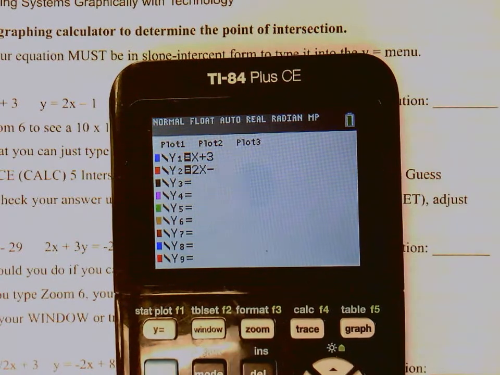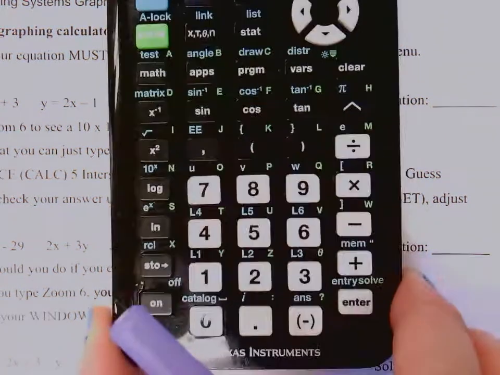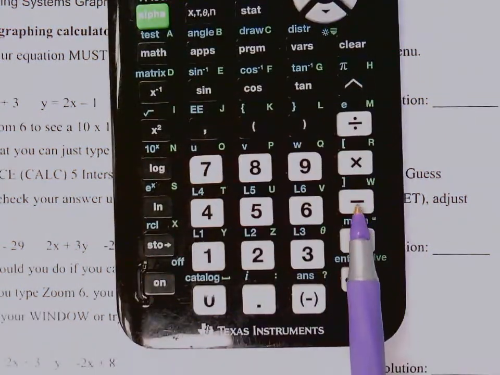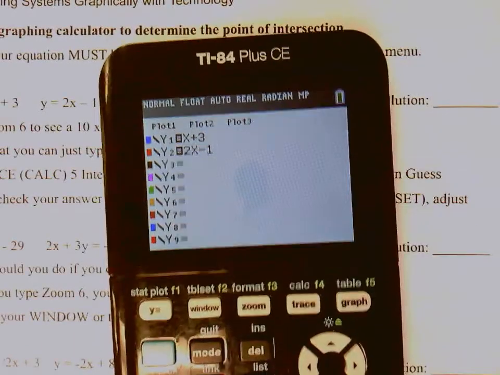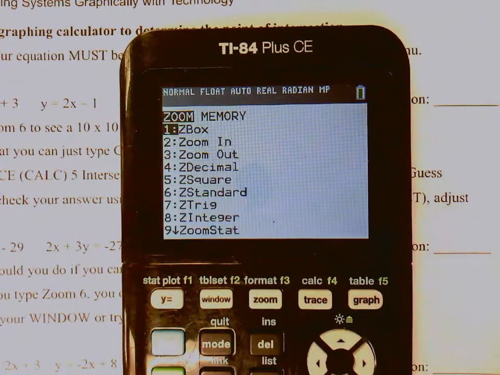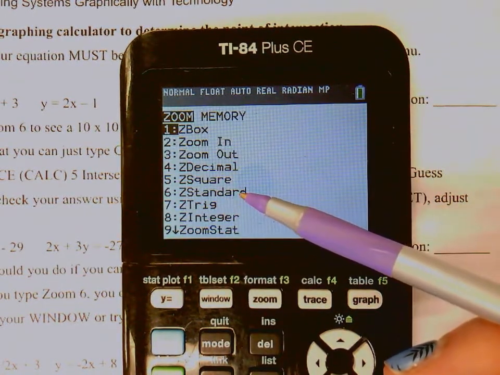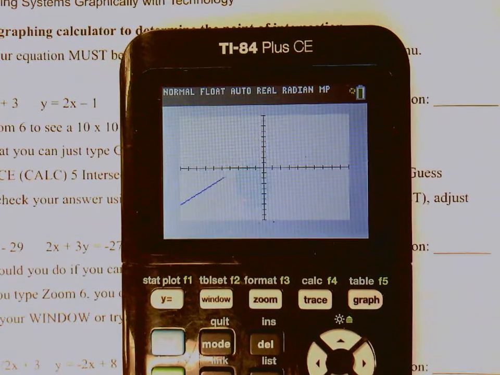Make sure you use the big subtraction key and not the negative key. See here, subtraction key, do not use the negative key under the 3 because it'll mess you up. And then because I don't know who's been using this calculator, I always just hit zoom 6 because that resets to the standard viewing window. So you literally just type the number 6. You don't have to arrow down. And then it should give you your two lines.